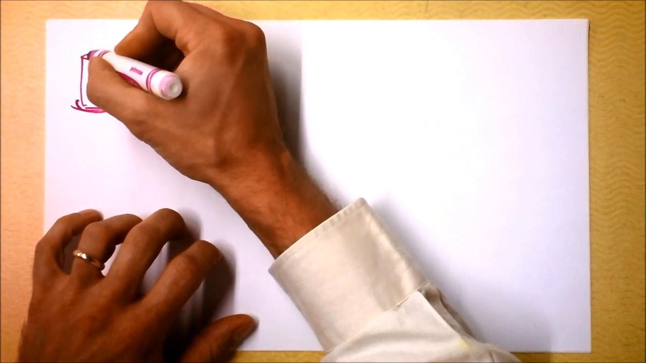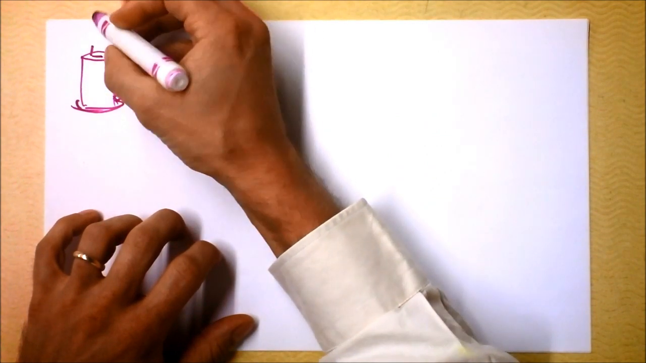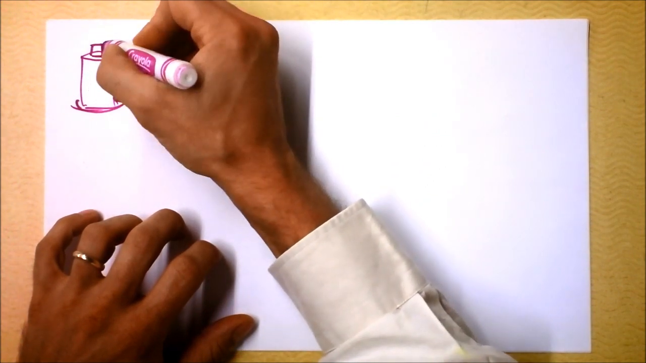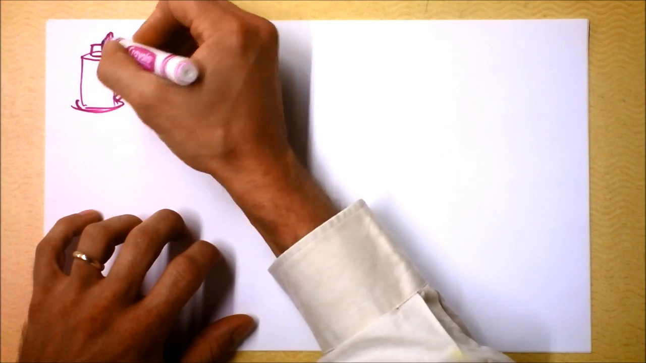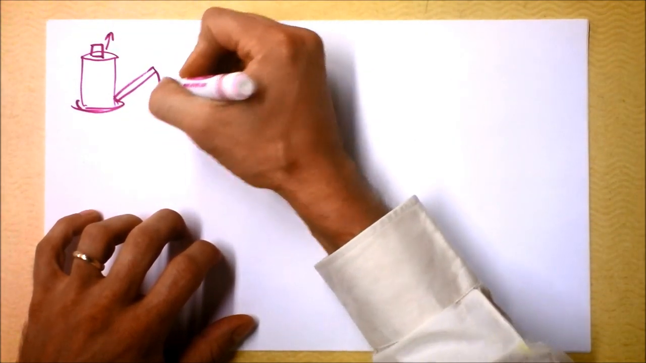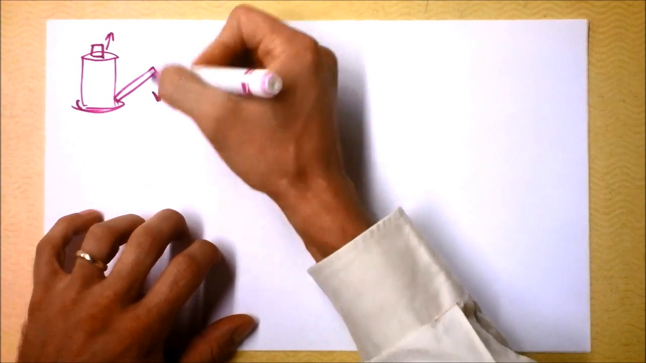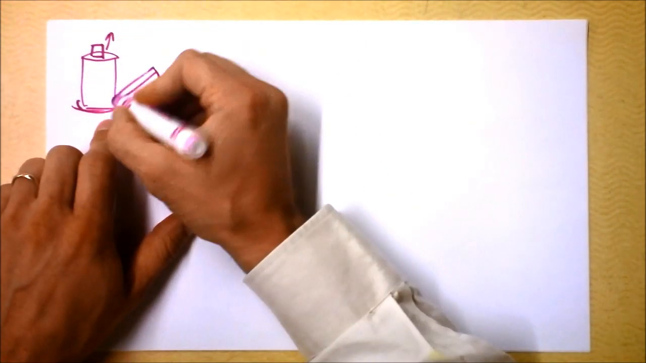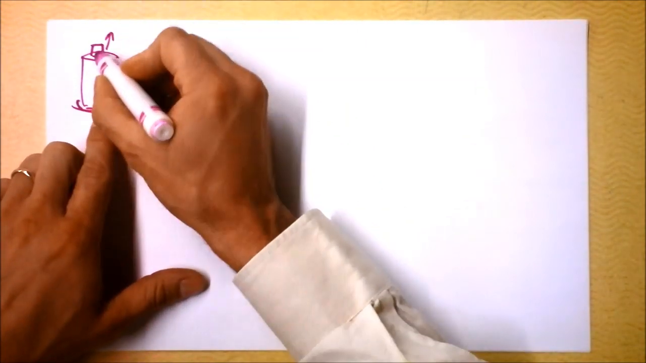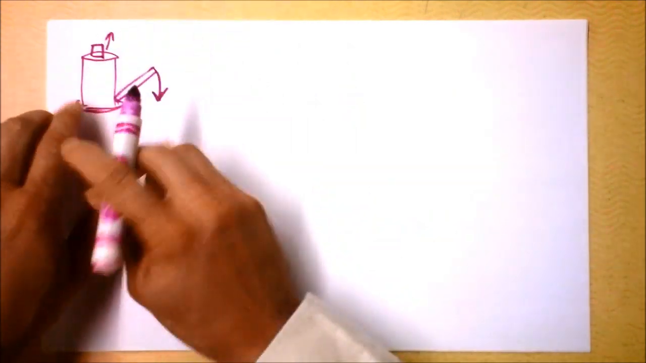So the idea is there's this part here that can come out of the bottle jack. And if you go back and forth with this, you pump a hydraulic fluid, some kind of oil in here, and it causes this piston to move up.